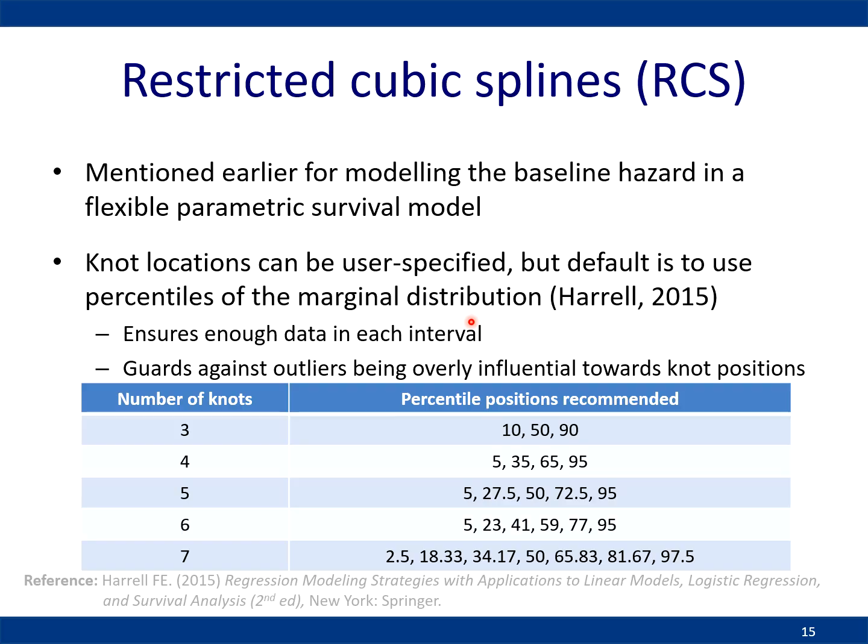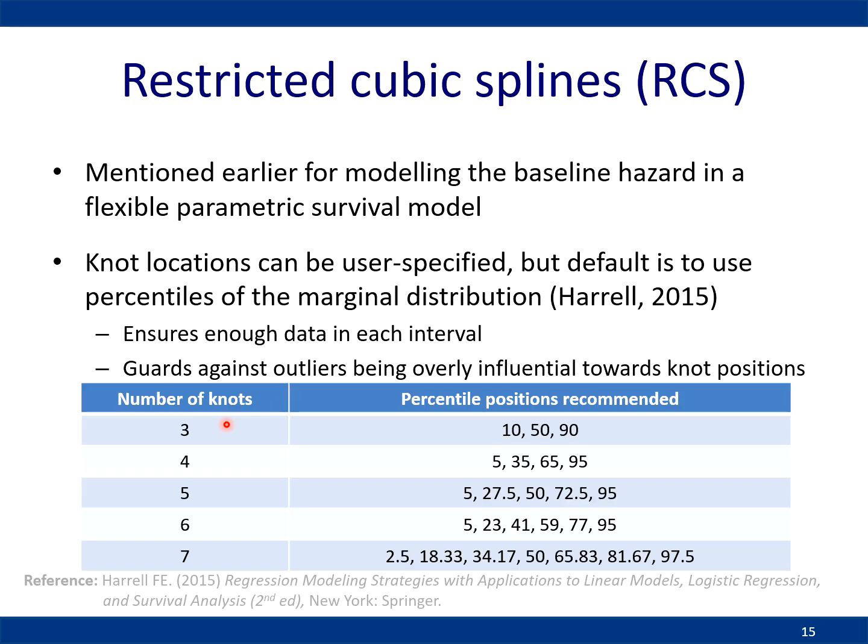And this is the recommendation by Harrell. And what this does is ensure that because it's based on the percentiles, we have enough data within our different knots, so for each of those groups, and it also guards against outliers being overly influential, because we don't want these outliers to greatly affect the shape of the function.